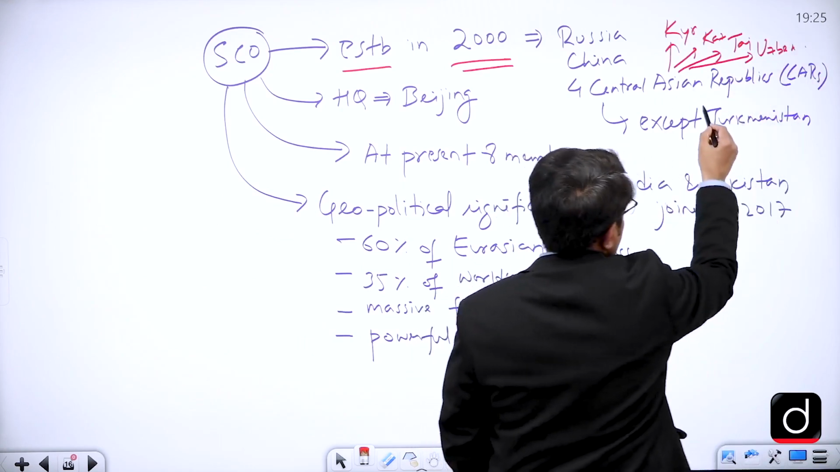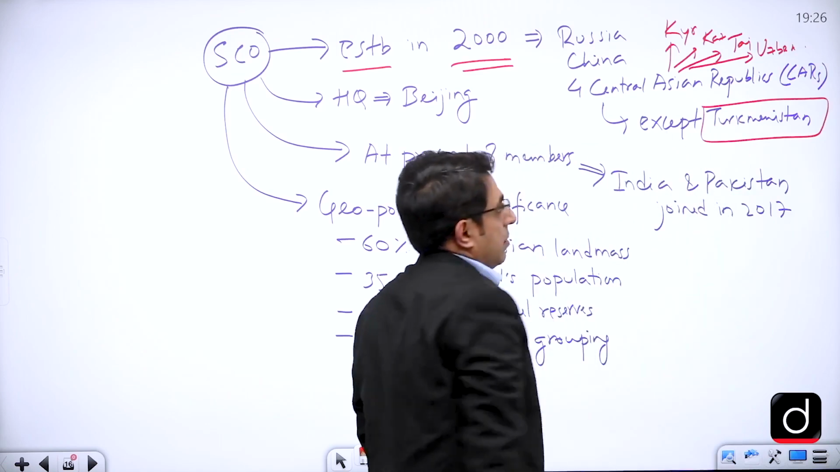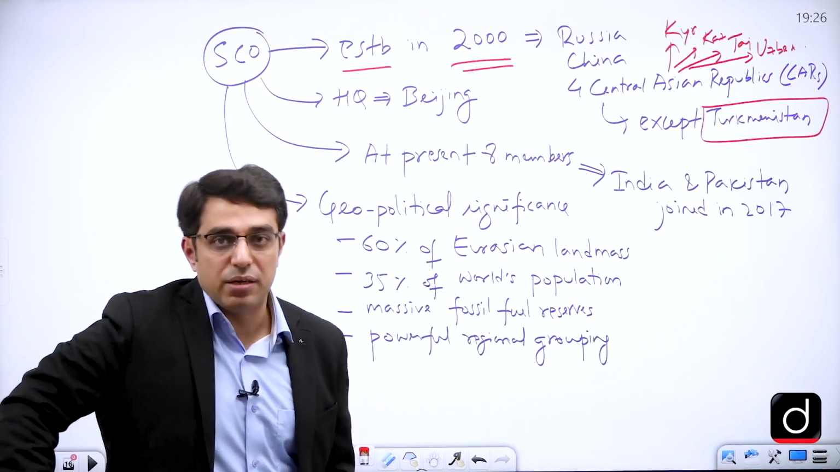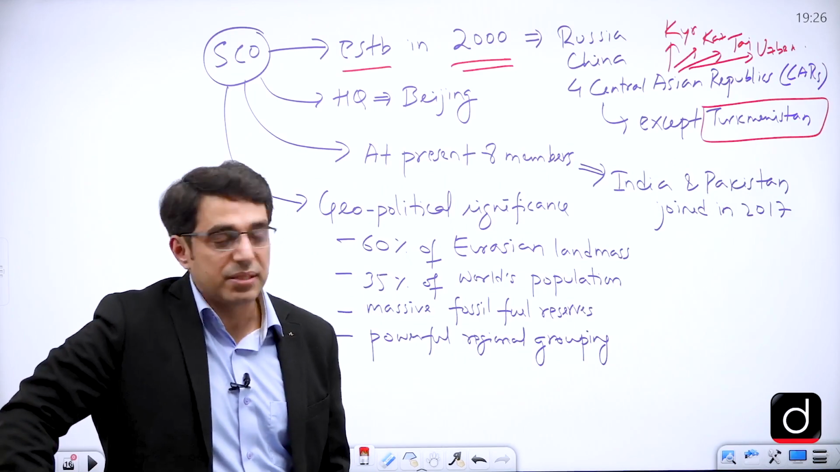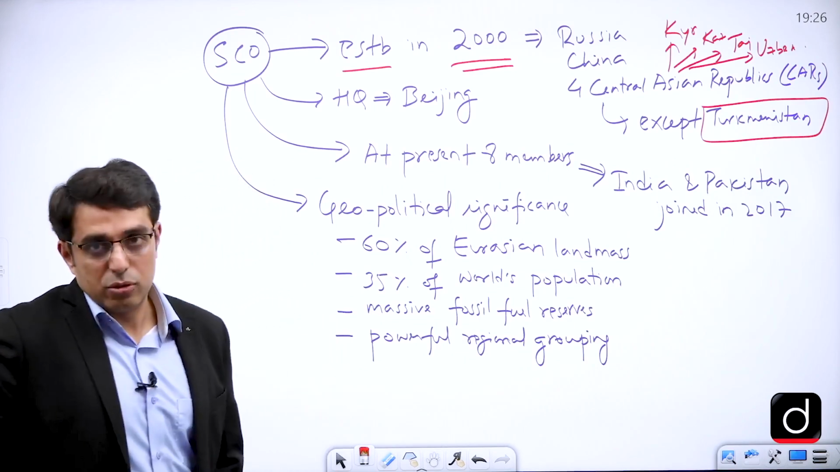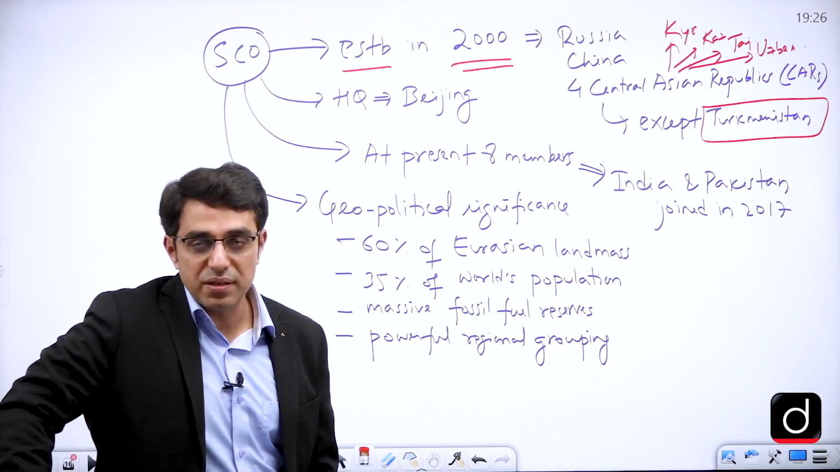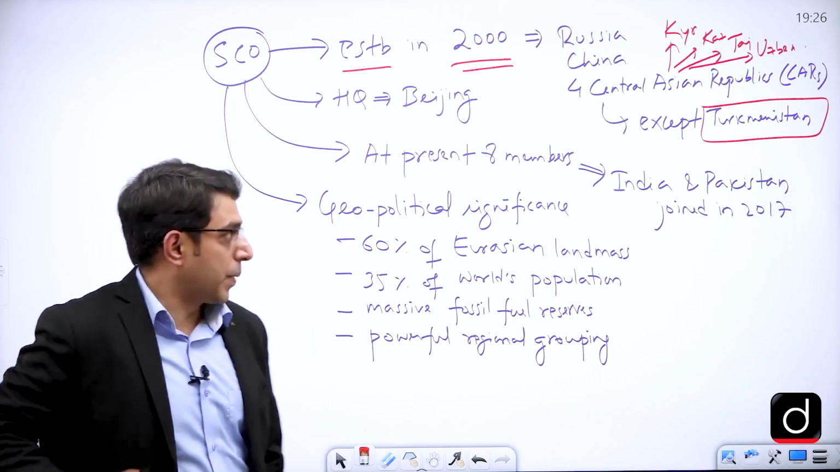Only country which is not part of this SCO grouping, but it is a part of the Central Asian republics, when we talk about Central Asian republics, that is Turkmenistan. Turkmenistan follows a policy of neutrality in international affairs, so it is not part of such grouping.